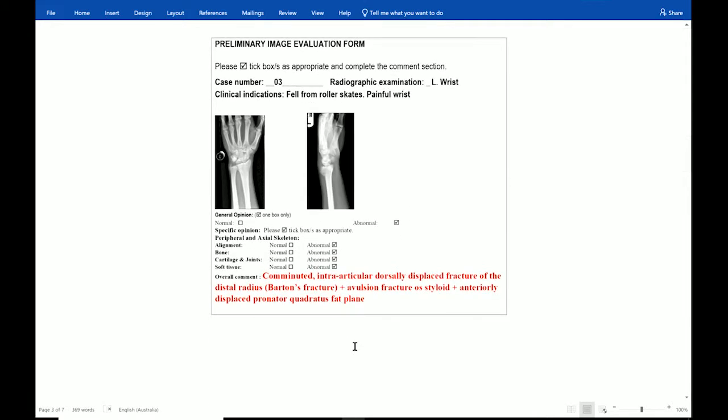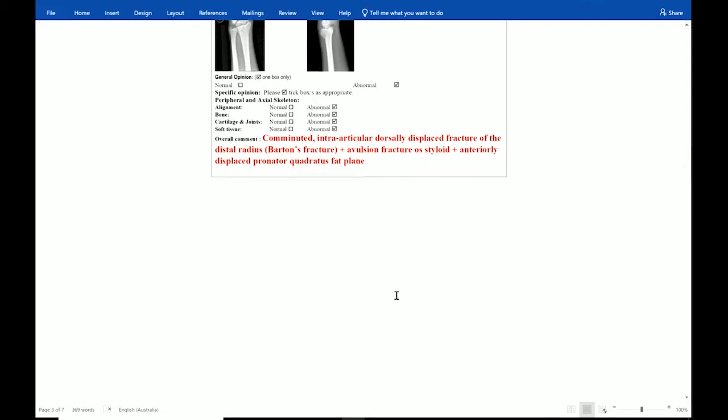So our feedback on case 3 then, it's abnormal and everything else in the specific opinion is abnormal. The overall comment is there's a comminuted intra-articular dorsally displaced fracture of the distal radius, which makes it a Barton's fracture. There's also an avulsion fracture of the styloid, and then you could mention that the pronator quadratus fat plane is displaced anteriorly.